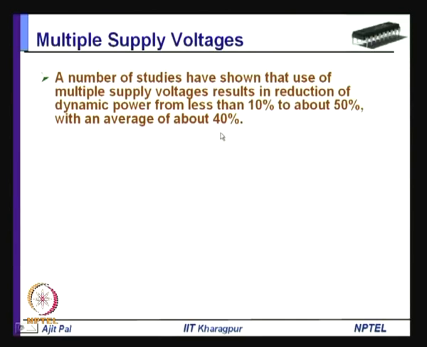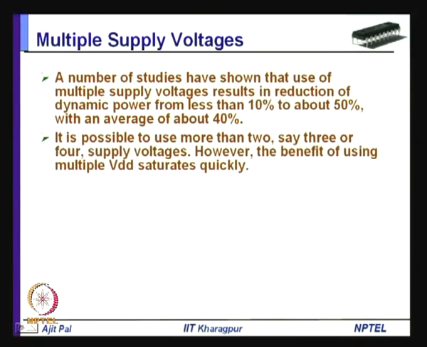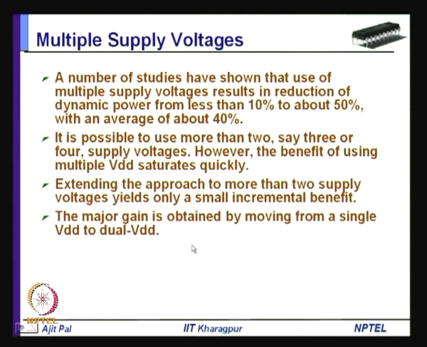That means, on average, you can have a 40% reduction in power dissipation. The question is how many supply voltages you will use: 2, 3 or 4. It is possible to use more than 2, say 3 or 4 supply voltages. However, the benefit of using multiple VDD saturates quickly. That means it becomes a point of diminishing returns as you go from 2 VDD to 3 VDD, or from 3 VDD to 4 VDD.